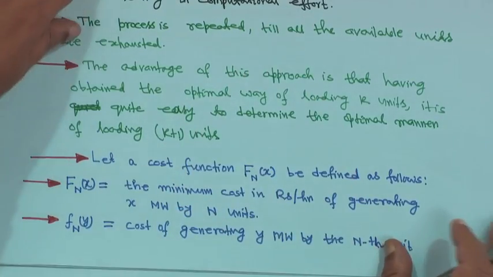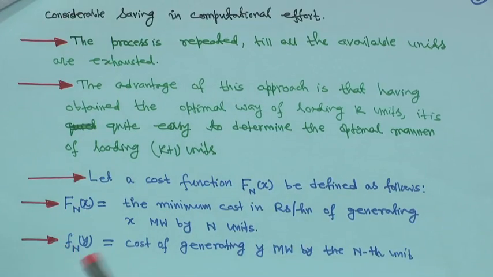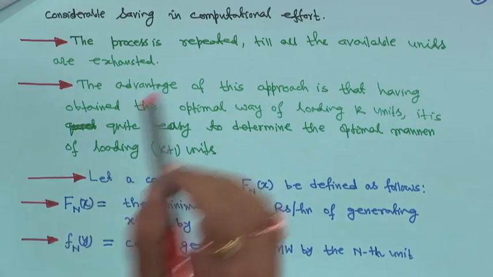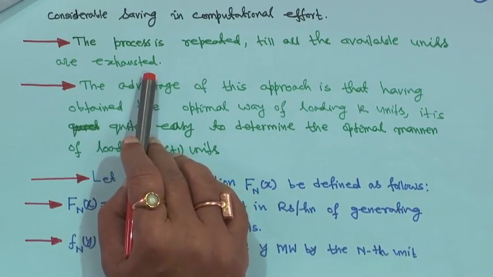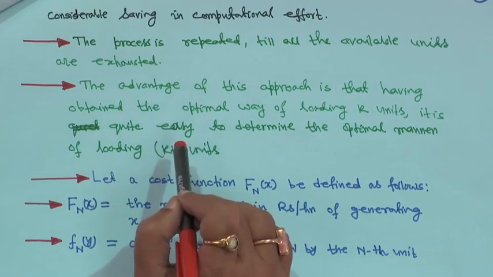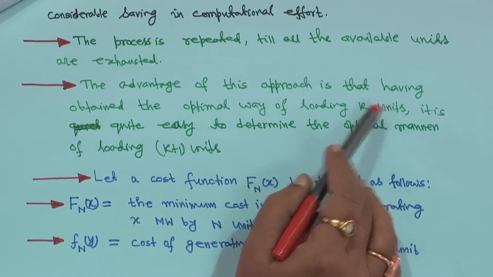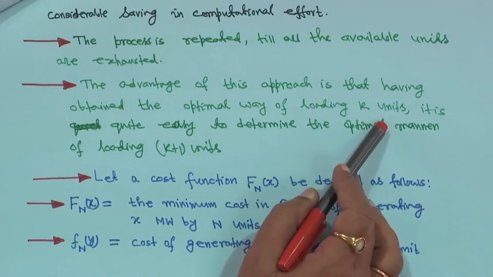Suppose first 1 and 2 units are operating and you found their optimal combination. When the third unit is added in dynamic programming, you need not consider again first and third, and second and third, there is no need, right. So this way some computational efficiency can be achieved, that means the effort of computation will be less. The process is repeated till all the available units are exhausted, and you have to consider in this way all the units, right.